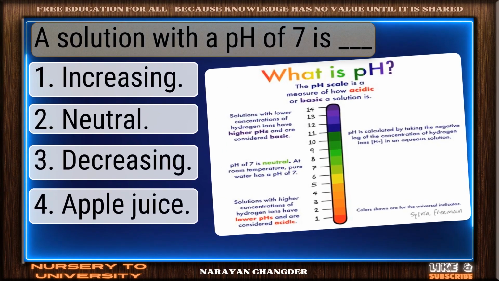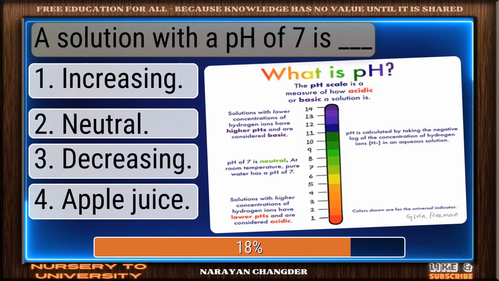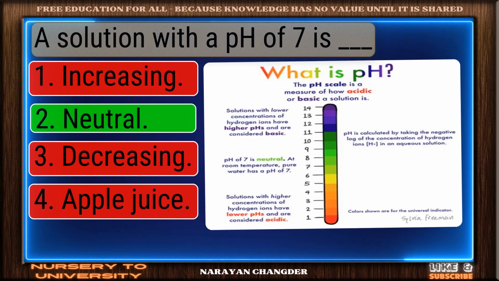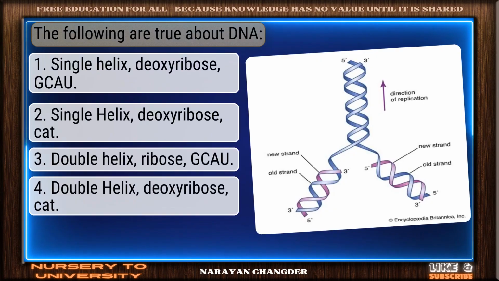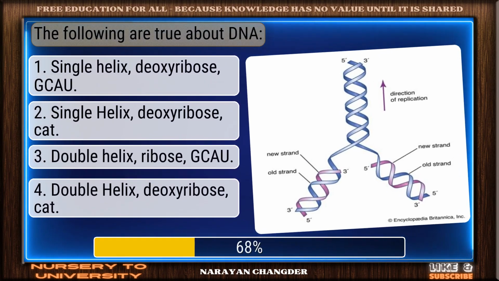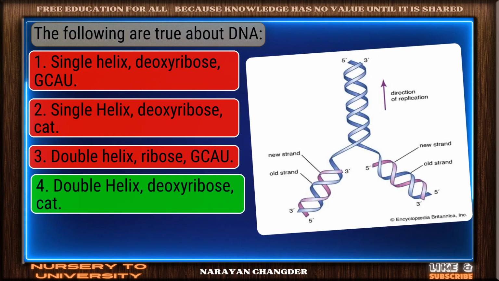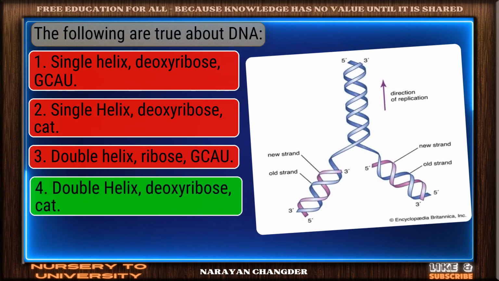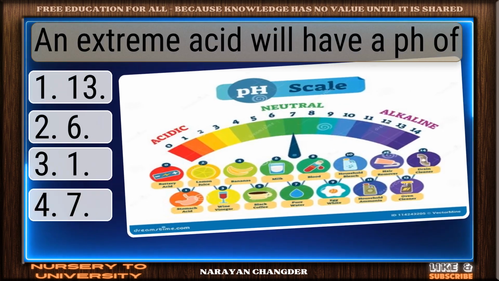Question number 113. A solution with a pH of 7 is dash. Good job. Your answer neutral works well here. Question number 114. The following are true about dash. You got it. Your choice, double helix, deoxyribose. That is right.